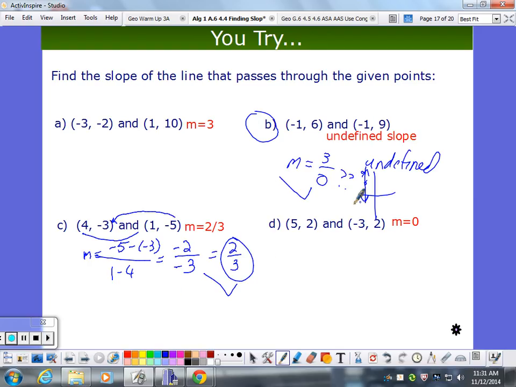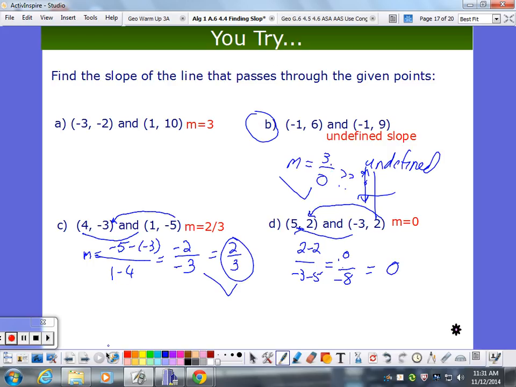Okay? 2 minus 2, right? And that's changing Y. Over -3 minus 5. 2 minus 2 is 0 over -8. What's 0 divided by -8? 0. These two things are not the same. 0 can be divided by a number, but you can't divide a number by 0. So be careful.